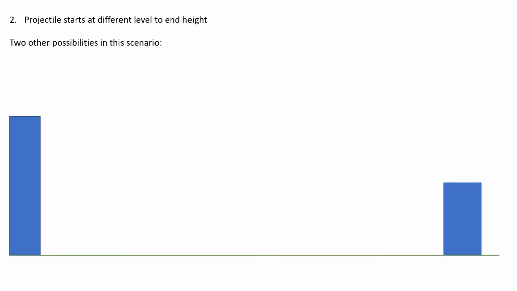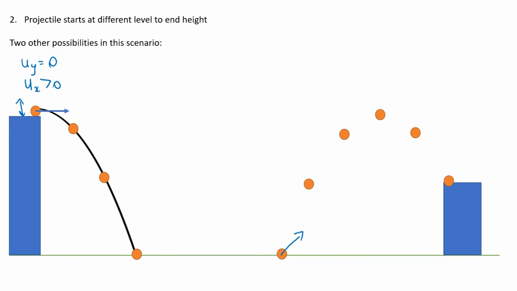There are other things that stay the same, but these are some of the differences. Two other possible scenarios for projectiles starting and ending at different heights: one is a projectile launched purely in a horizontal direction, so there's only a horizontal component. In this case, ux is some positive number and uy is equal to 0, right? Because there's no y component initially. Another situation is where the projectile starts at a lower height and ends at a higher height. In this case, you're going to have both a y and an x component to your initial velocity.